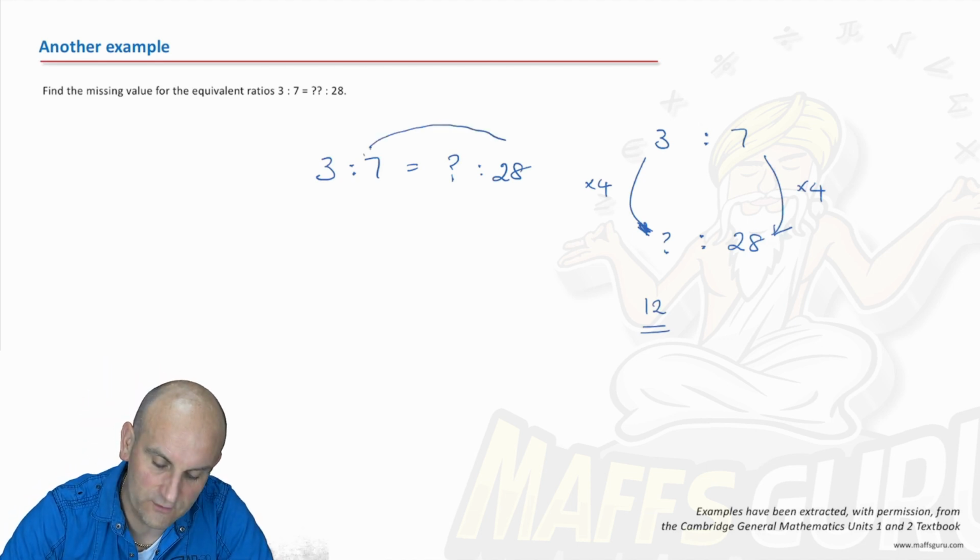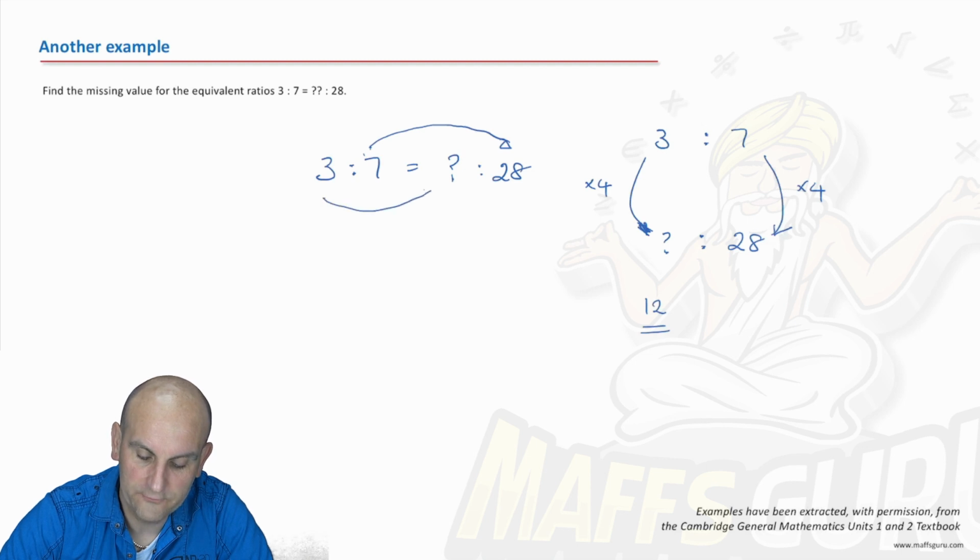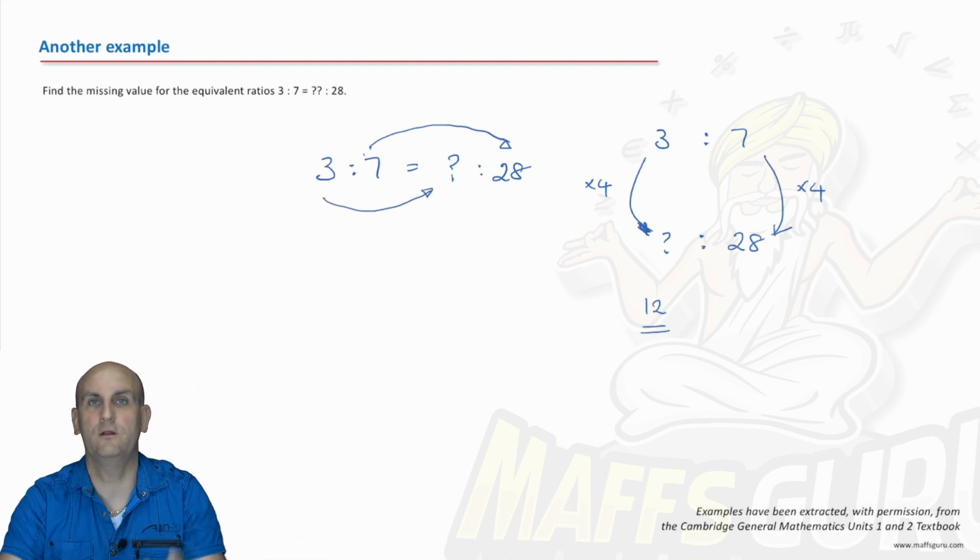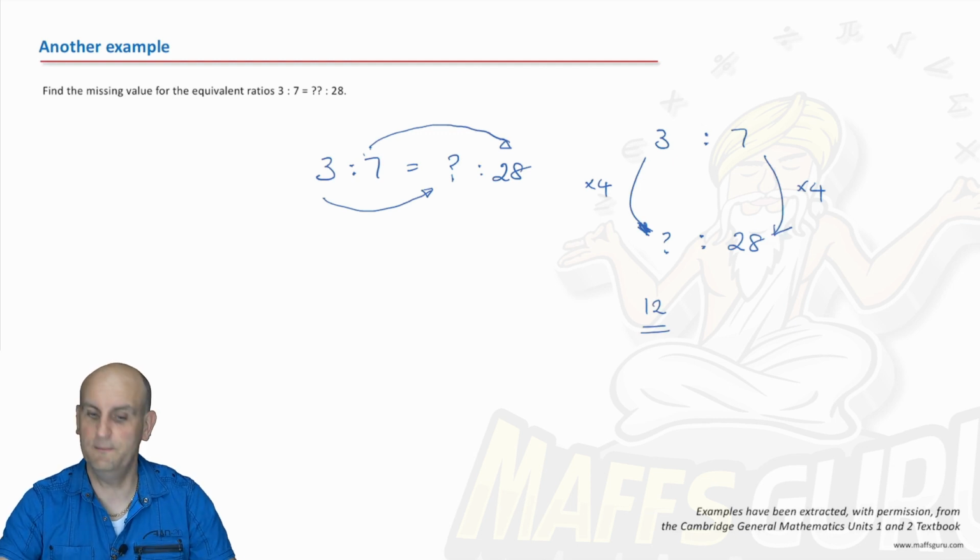Yeah, again, there's lots of ways of doing it. I could have just gone, well, 7 has gone to 28 that way, so what can I do that way? You don't have to write them in columns, but I tend to think for things like the unitary method and stuff that comes a little bit later in the course, it's really important to you.